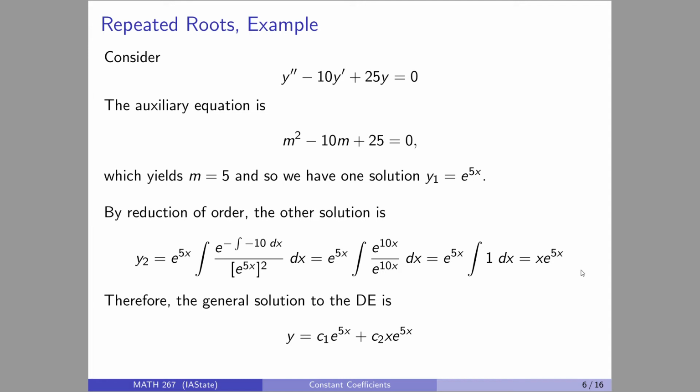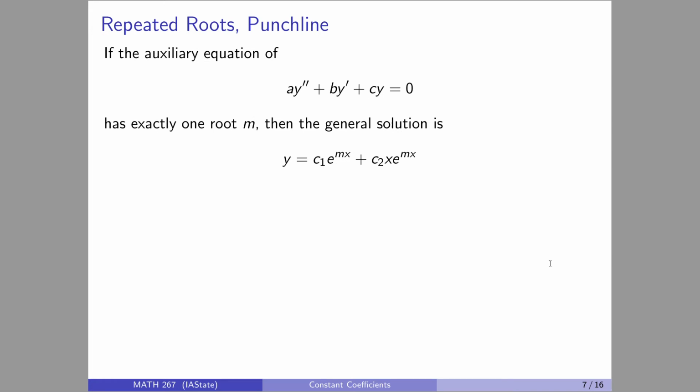So natural question then. Let's say we go to the auxiliary equation, and we only have one root. We can always perform reduction of order. Was there anything special about e to the 5x? Was there anything special about this case? When we reduce the order, is something different going to happen? We know it's going to be something times e to the 5x. Well, spoilers, nothing different happens.